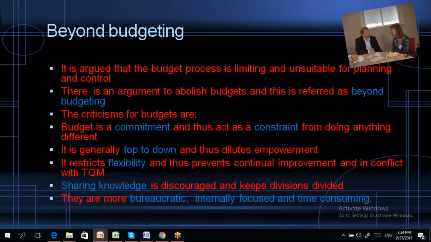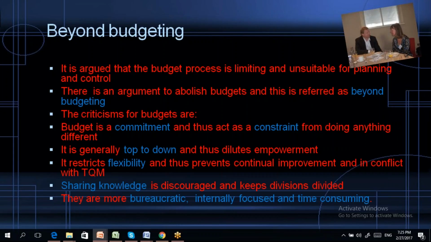So the idea was not really to abolish the budget, but to go beyond the budget. Give a kind of opening. Don't stick to the budget. If you find something coming up very well, try to accommodate that, even though you may not have a budget. Because the budget is a kind of commitment. Basically you are told you have to stay within the budget, and it constrains you from doing something beyond that.